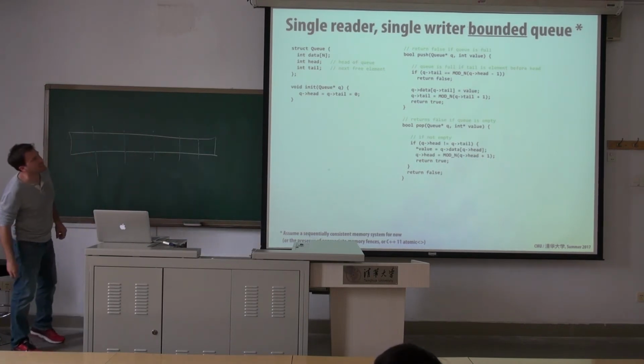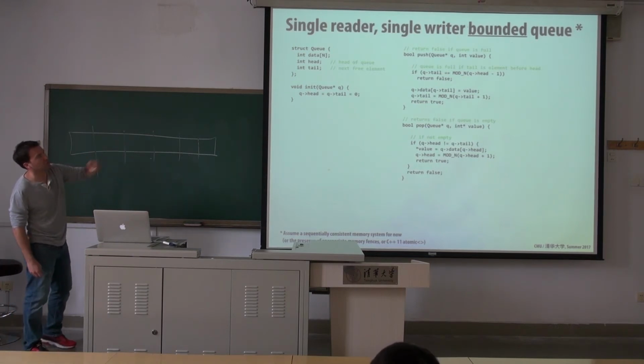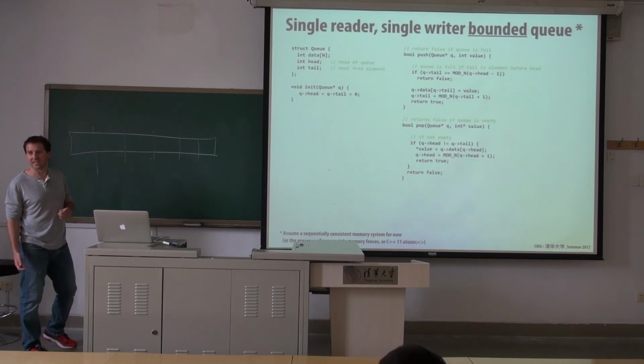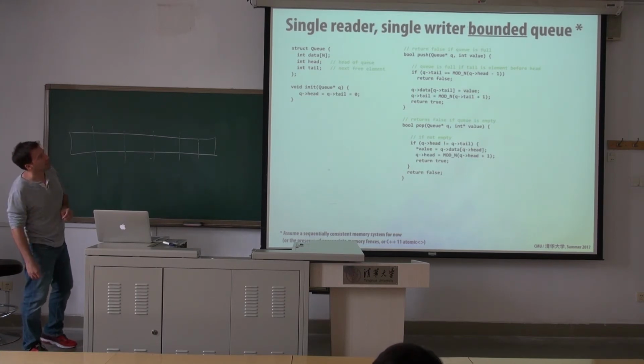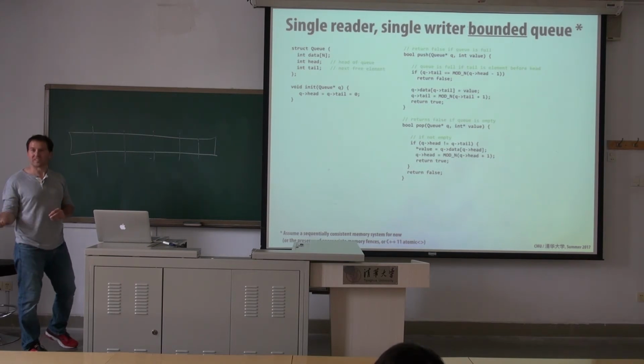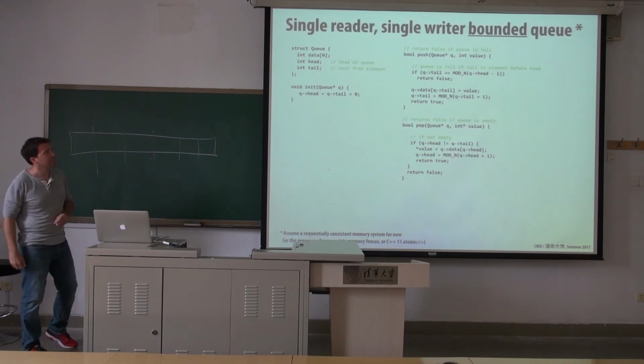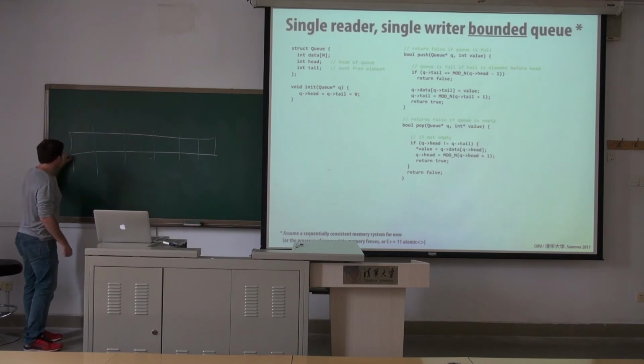And I have a head and a tail. Right? So push changes the tail, adds to the end. And pop moves the head. So it's a queue. We want to pull data, we want to bring data off the head, and we want to push data onto the tail. So at the beginning, head and tail are here.